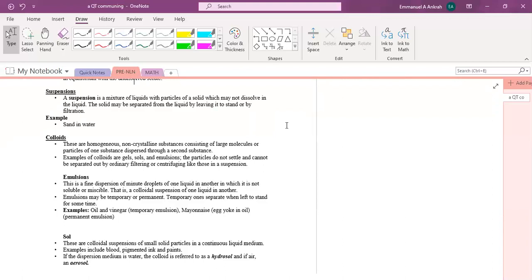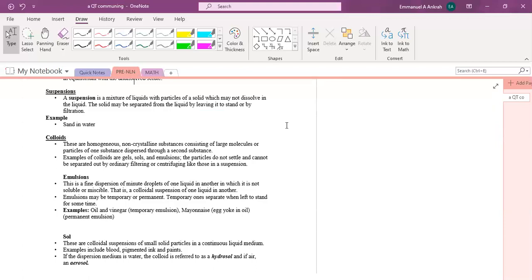Then the third type of mixture is the colloids. These are homogeneous or non-crystalline substances consisting of large molecules or particles of one substance dispersed through a second substance. So we use the word dispersion, like scattered within a second substance. The word is dispersed through a second substance.